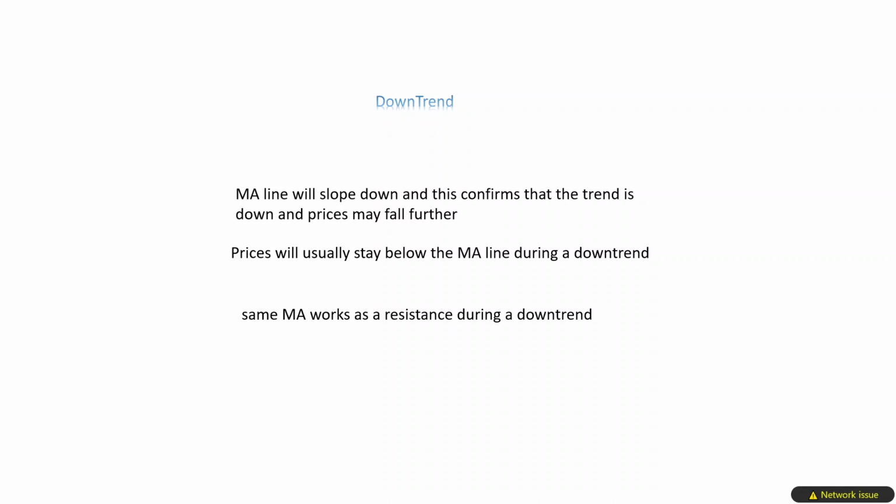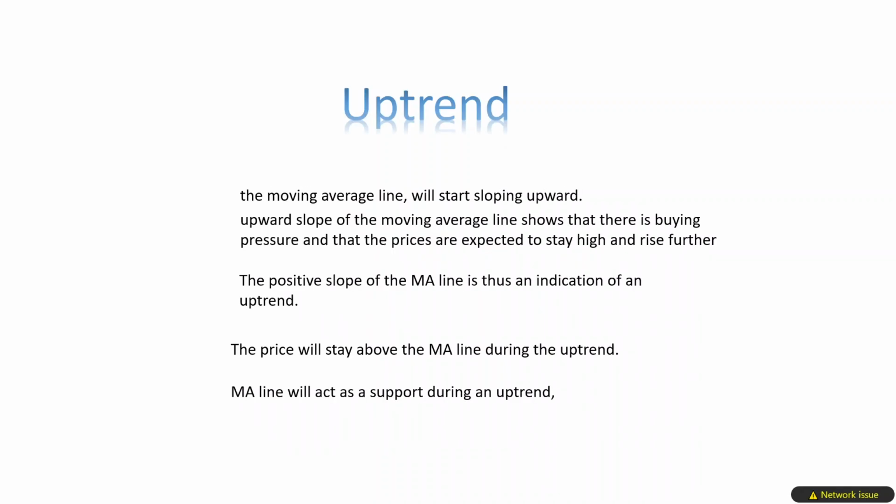In a downtrend, the MA line will slope downwards, which confirms that price is falling and will fall further. Here the price will stay below the MA line, and the MA line will act as a resistance. In a strong downtrend, the price will not go above the MA line because it is acting as a resistance. So it is better to keep the stop loss near and the entry position near the MA line.